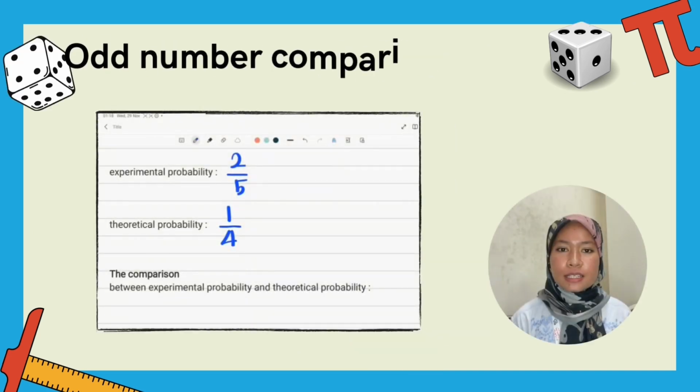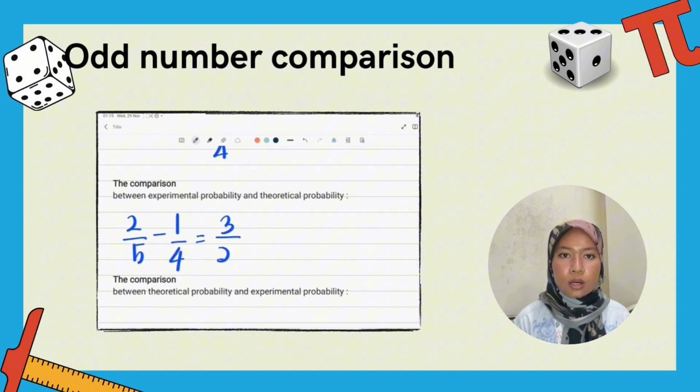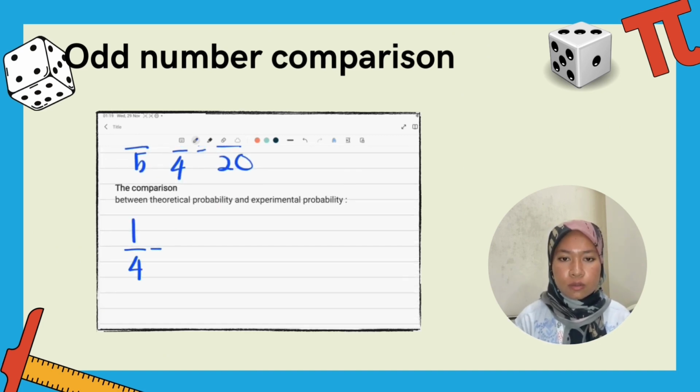Now, we will see the comparison between experimental probability and theoretical probability. To compare these two probabilities, we need to subtract them, which means 2 over 5 minus 1 over 4 equals 3 over 20, or 1 over 4 minus 2 over 5 equals negative 3 over 20.